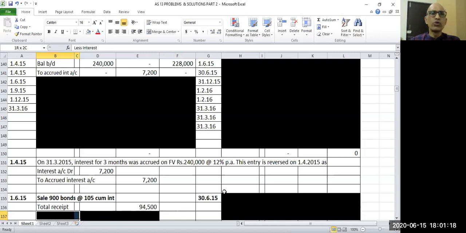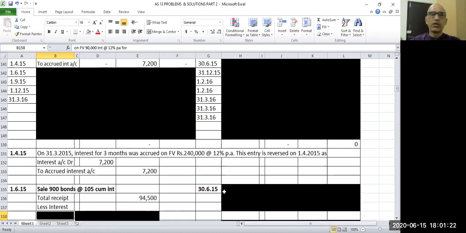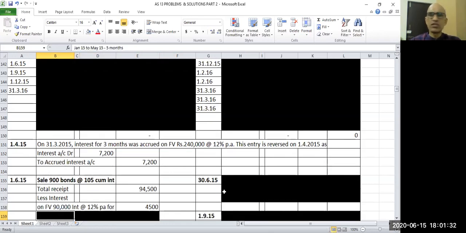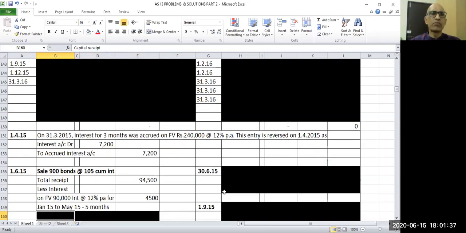Now, as I told you, this payment of interest was received in December. The last payment of interest was received in December. That means from January onwards, we have to calculate the interest till 1st of June, which is a period of 5 months. So on 900 bonds, the face value is 90,000 rupees. Interest at 12% per annum from January 15 to May 15. It's a period of 5 months. It comes to 4,500 rupees.